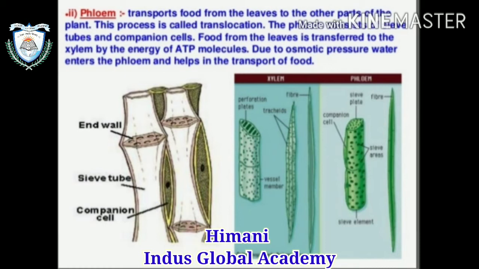So food from the leaves is transferred to the phloem by the use of an energy molecule, which is ATP. Due to that, osmotic pressure causes water to enter into the phloem and helps in the transport of the food. But remember one point, that food first dissolves in the water. Only that soluble food will be transported from one part of the plant to the other part. And leaves basically help in photosynthesis.